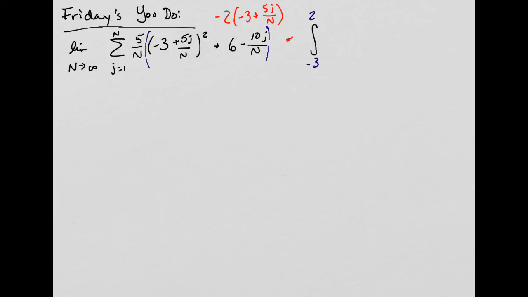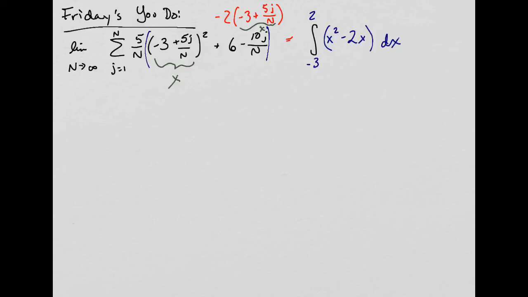And so from negative 3 to 2, you end up with this. And then you're replacing, let's go back, undo. So you're replacing the negative 3 plus 5j over n, that is your x. So your inside function here is going to be x squared minus 2x dx.